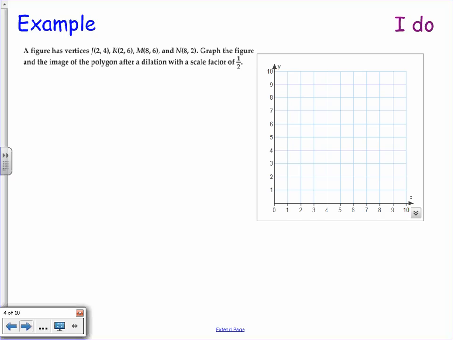First of all, I'm going to just graph that figure. So I've got J at (2,4). I've got K at (2,6). I've got M at (8,6), and I've got N at (8,2). Connect the dots here, and this is my figure, JKMN.